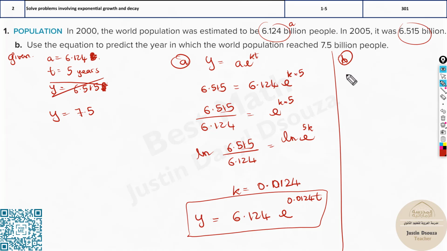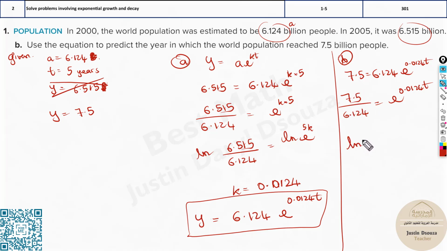All you do is use this, but instead of Y, I'll put 7.5 equals 6.124 e to the power 0.0124 times t. Now again, don't directly put this in the calculator. Yes, you will get the answer, but just try to simplify a couple of steps. Let's take this to the other side. It'll be 7.5 divided by 6.124 equals e to the power 0.0124 times t. Don't take the natural logarithm in the first step itself because there are two terms here. You have to use properties and so on. So simplify the numbers. Now you can see this is a single term when you solve it, right?